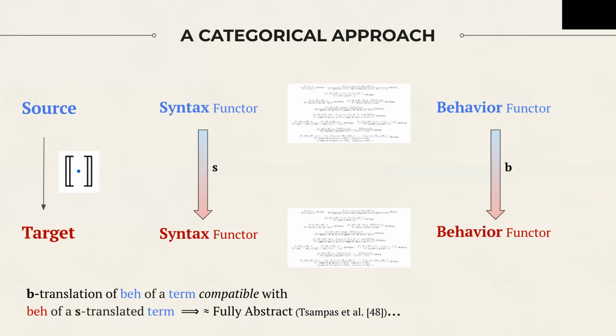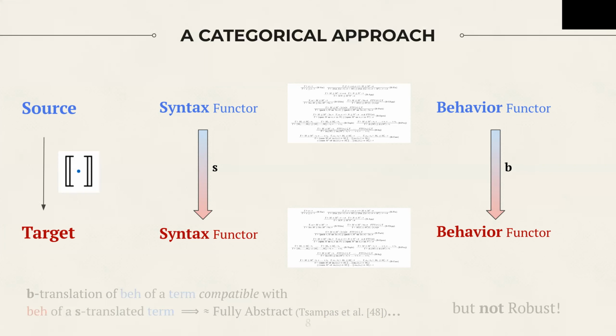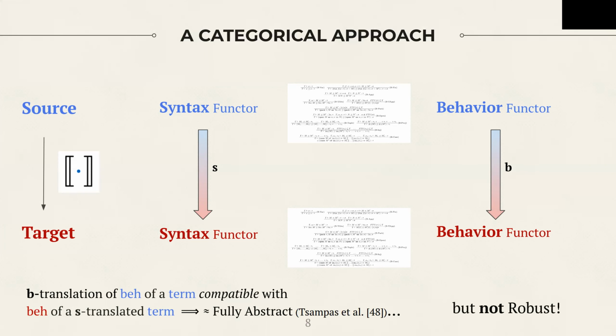In particular, it is required that the B translation, so the translation of the behavior in the source of a source term, is compatible with the target behavior of a source term translated through S. However, in our paper, we show that, yes, you get a fully abstract compiler, but this compiler can still be not robust because not all target contexts are always taken into account.